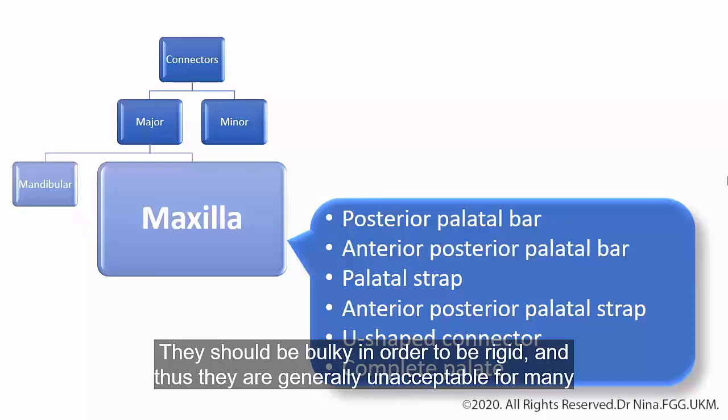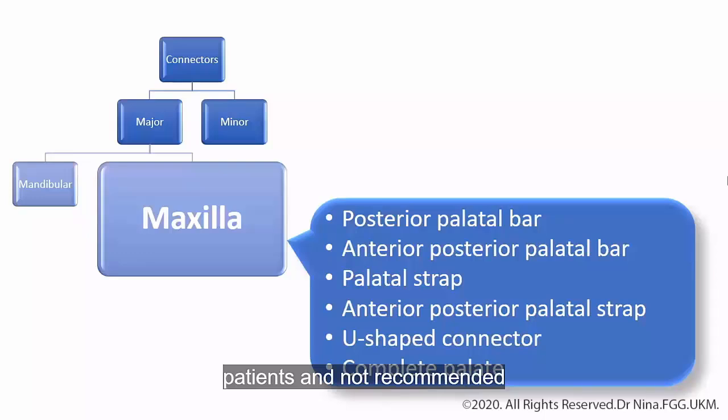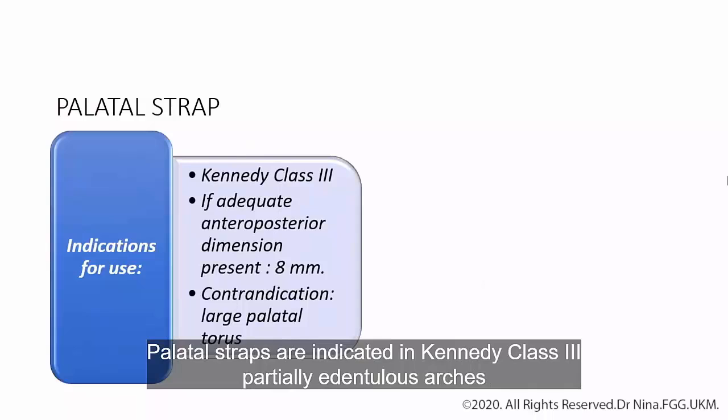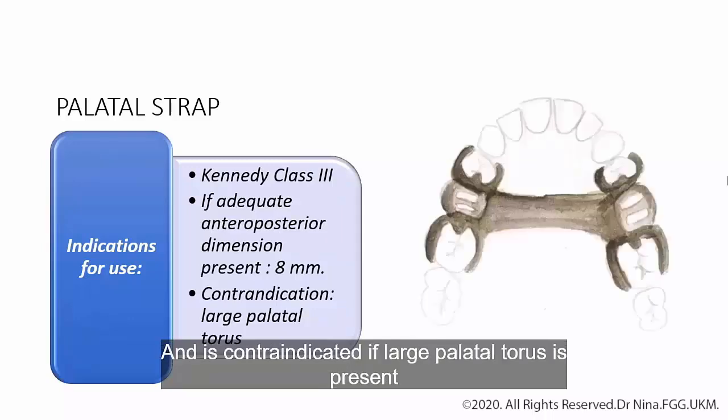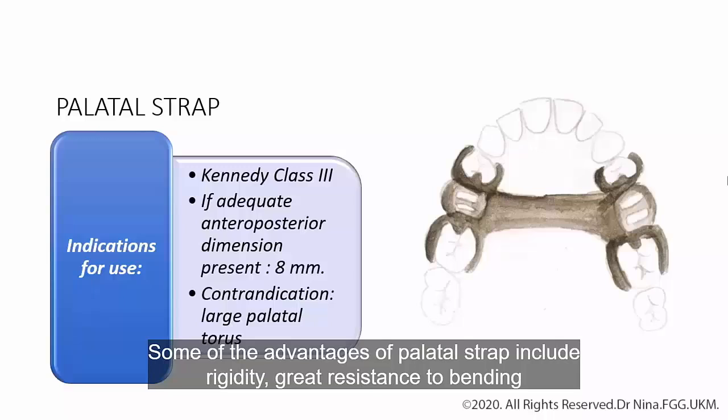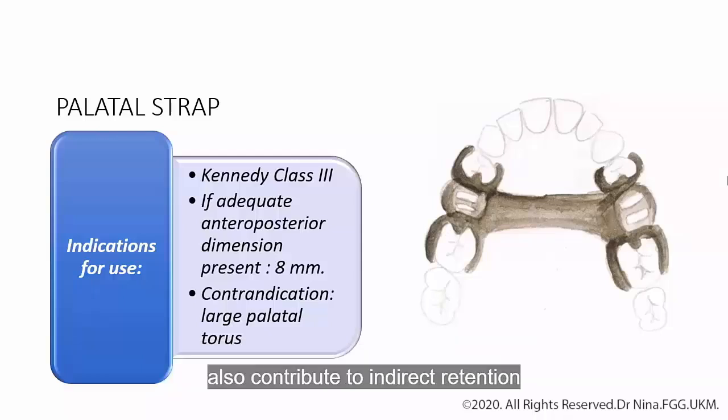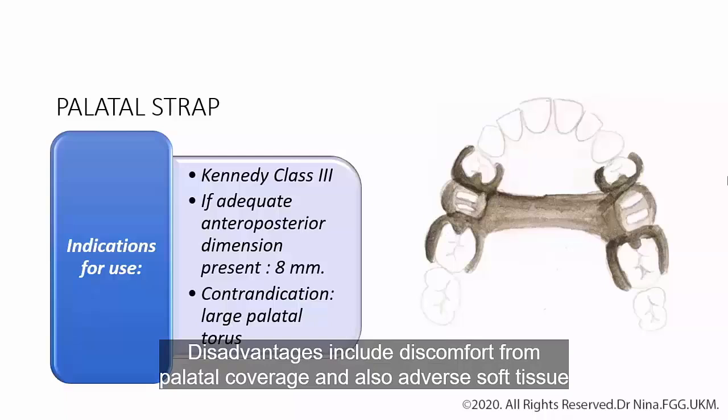Now, they should be bulky in order to be rigid, and thus they are generally not acceptable for many patients and not recommended. Now, palatal straps are indicated in Kennedy Class 3 partially edentulous arches, but bear in mind that the strap dimension should be of minimum 8 mm, and is also contraindicated if large palatal torus is present. Some of the advantages of palatal straps include rigidity, great resistance to bending, and also contribute to indirect retention. The disadvantages include discomfort from palatal coverage and also adverse soft tissue reactions such as papillary hyperplasia.